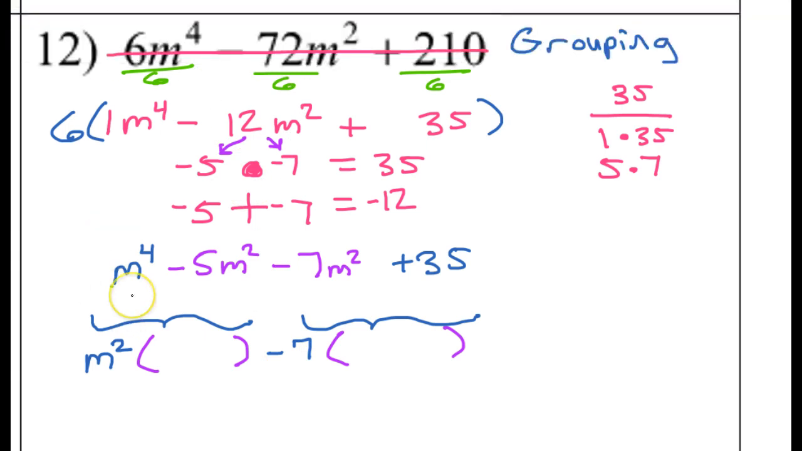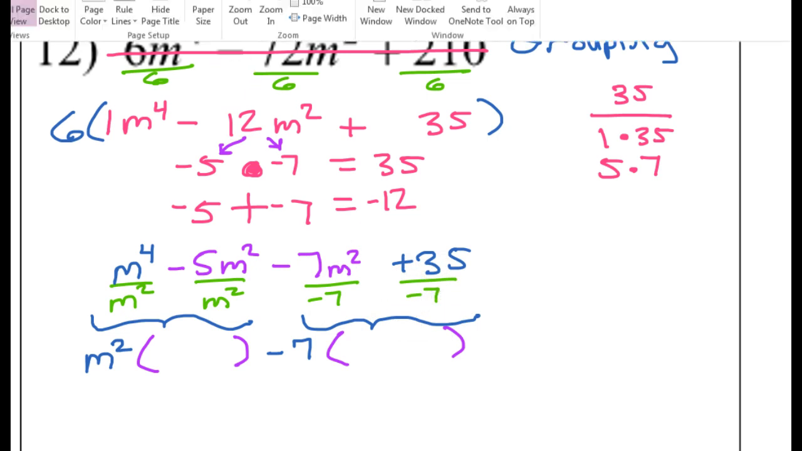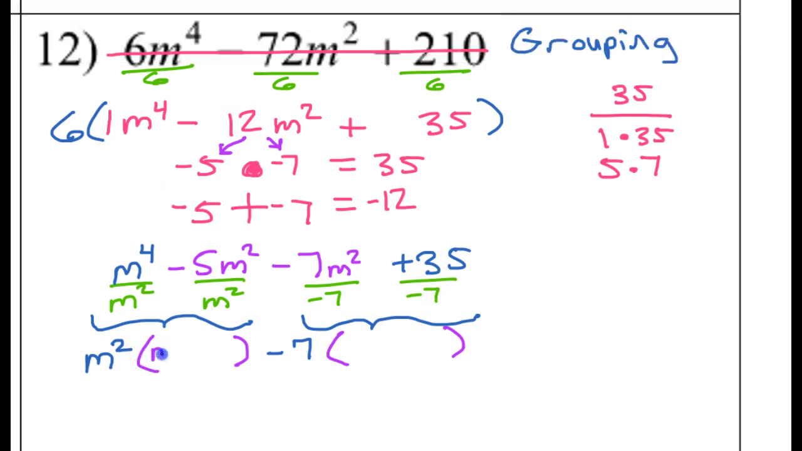So, to figure out what goes inside the parentheses, you need to divide by your GCF. So I'm going to divide these by m squared, and I'm going to divide these by negative 7. Alright, that's going to give me m squared minus 5. And over here, I'm going to have m squared minus 5. Notice that the parentheses are the same. For the grouping method, the parentheses should always be the same. If they're not, you made a mistake and you need to go back through your steps. Because these are the same, that means that m squared minus 5 is a common factor.